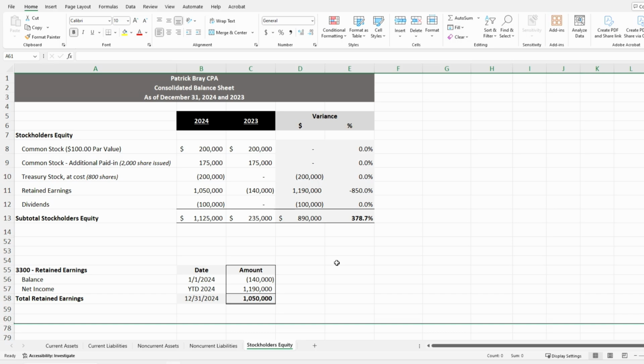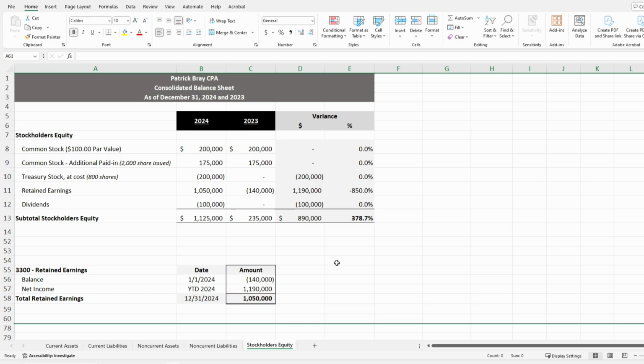In our scenario here, 3,300 retained earnings, our beginning balance was negative $140,000. We actually had a cumulative loss in this business. Now, 2024 was a great year. We almost had $1.2 million of net income. So when we're closing out the 2024 year, we take our starting balance of negative $140,000 of retained earnings, a debit balance, and we credit $3,300 for the net income related to 2024 to bring that cumulative balance up to $1,050,000 of retained earnings in this corporation.